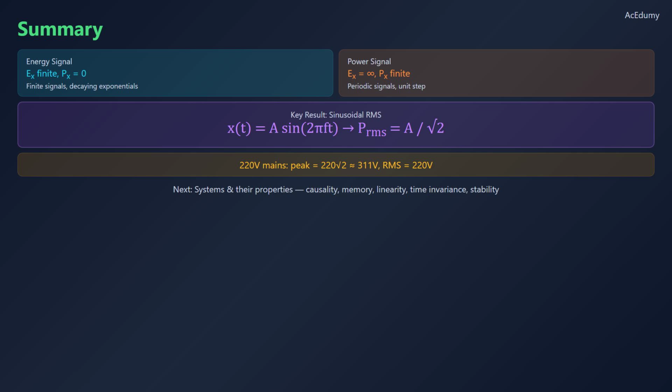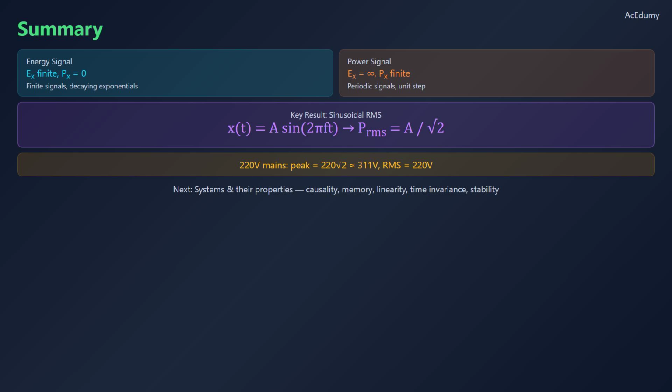Today we covered signal energy and power for both discrete and continuous time. Energy signals have finite energy and 0 power. Examples include finite duration DT signals and decaying exponentials. Power signals have infinite energy but finite non-zero power. Examples include periodic signals and the unit step. The RMS value of a sinusoidal signal is always A over root 2.